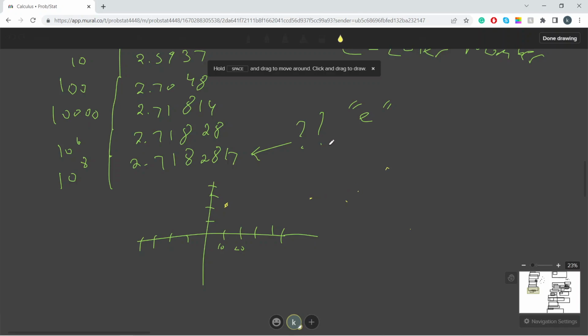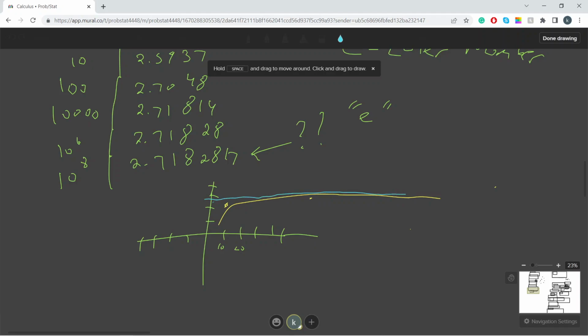And then, let me erase these points here. Okay, so we have 2.7, and then 10 to the 6 is maybe over here, 2.718, and so on and so forth. So what's happening is you're going to have some graph that's kind of asymptoting like that. And with this asymptote, you see the graph is going to plateau. This e would be whatever this line is.